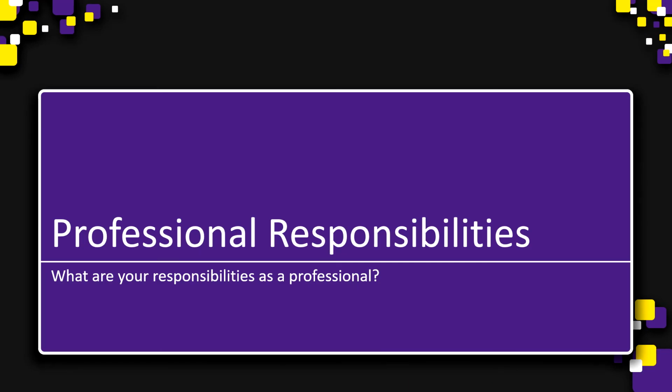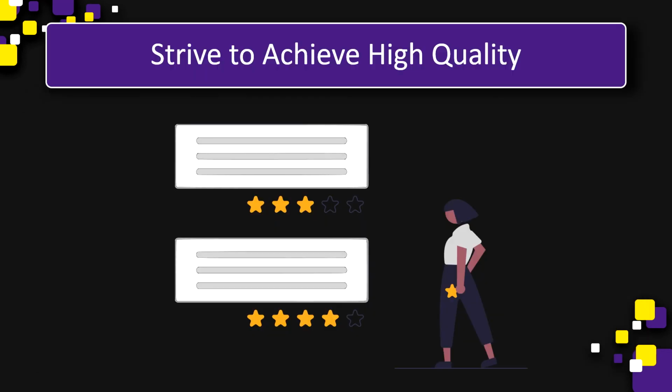Next, let's talk about professional responsibilities. So what are your responsibilities as a professional? A lot of these will line up with the code of ethics principles that we just talked about, but the first is strive to achieve high quality. So you don't want to just deliver your software, you want to deliver high quality software. Not only does it do the job, but it does the job well.